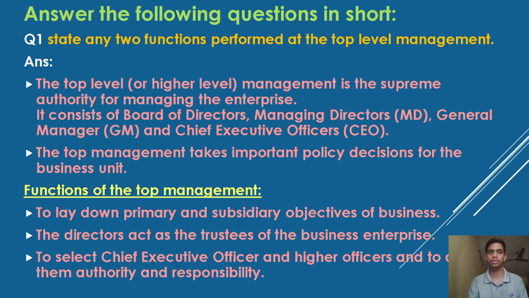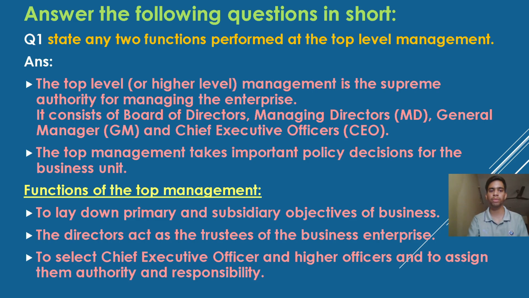Answer the following questions in short. State any two functions performed at top level management. The top level or higher level management is the supreme authority for managing the enterprise. It consists of board of directors, managing directors, general manager, and chief executive officer. The top level management takes important policy decisions for the business unit.